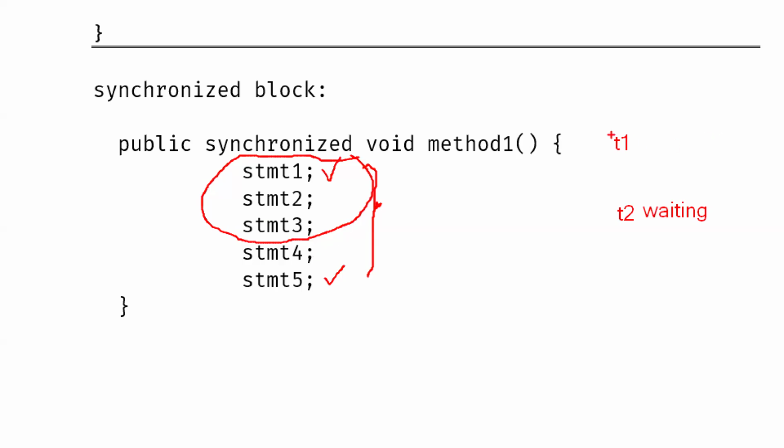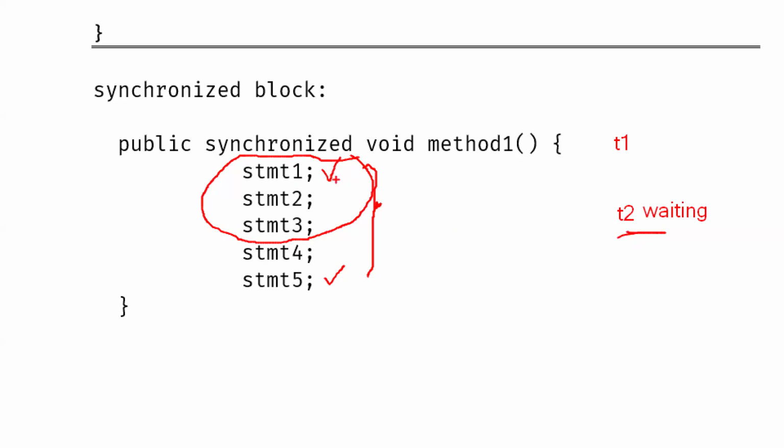Which means, for example, if thread 1 enters, because you made this method a synchronized method, thread 2 has to wait. Thread 1 has acquired the lock on the object and called method M1. So how much time does thread 2 have to wait? Until all the 5 statements are executed. But actually, the last 2 statements are not critical. Still, thread 2 is waiting until all 5 statements are executed, which means there is more waiting time for thread 2.